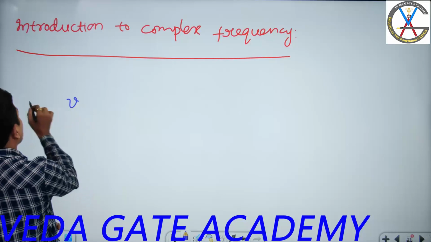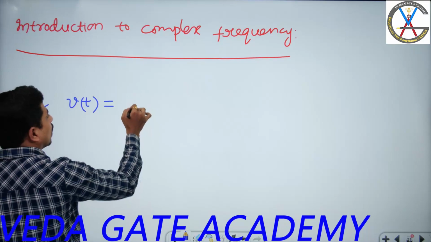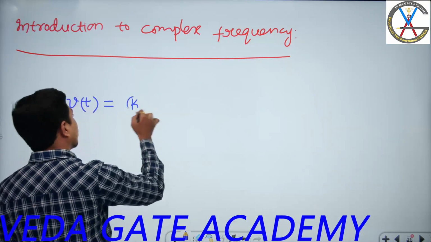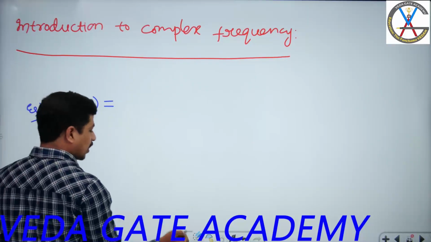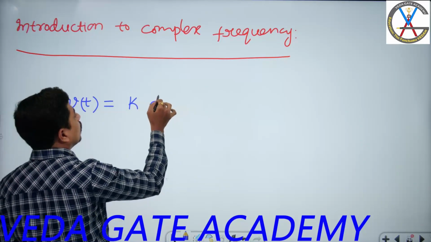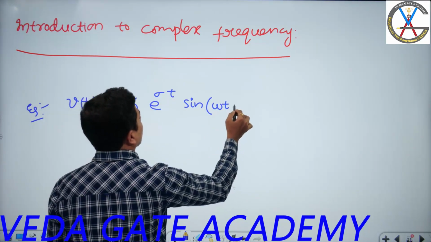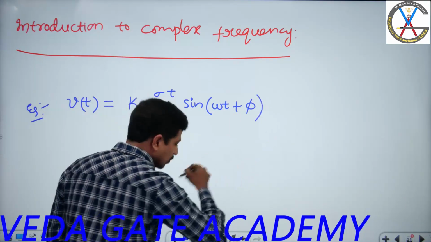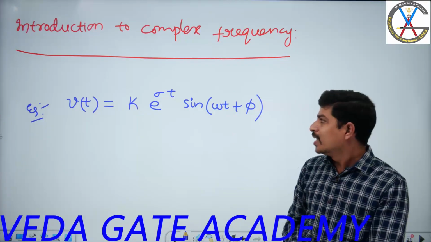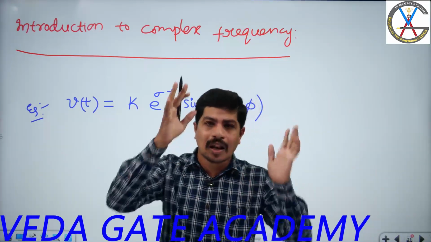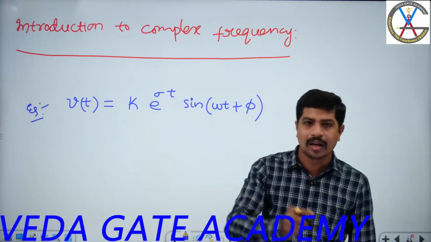So some v of t, for example, I'm taking voltage. Some k, which may be any value, or a constant, whatever it is. Some k into e power sigma t into sine of omega t plus phi. This is the signal we have. This is called a general signal. Why is it called a general signal?